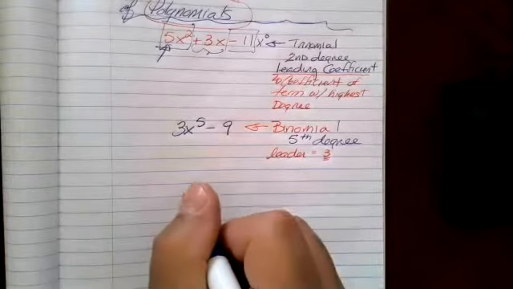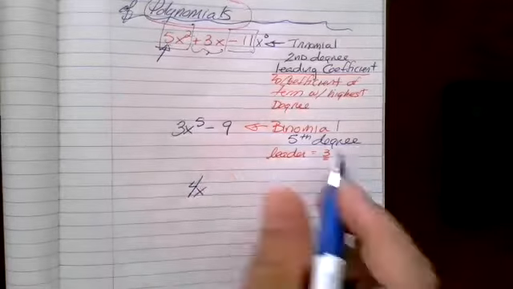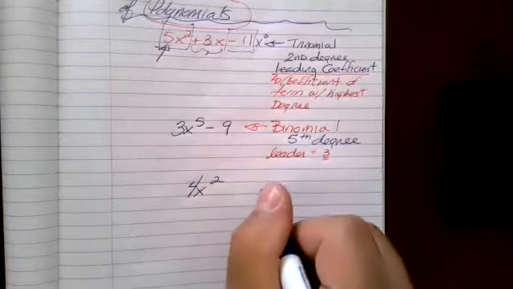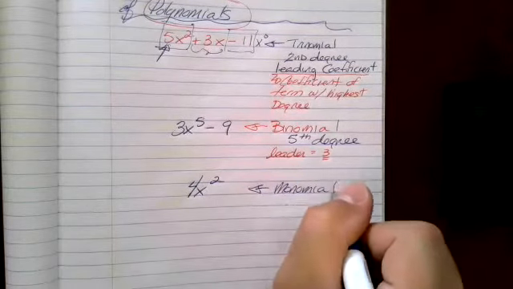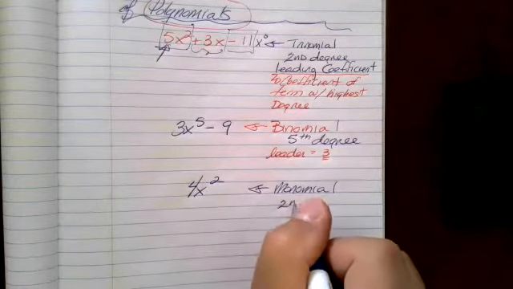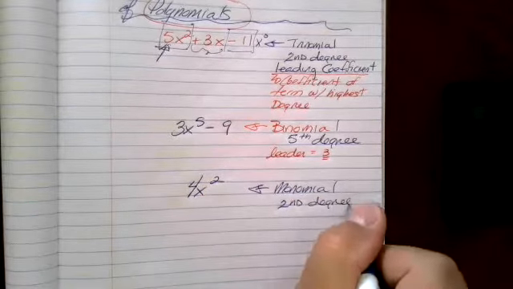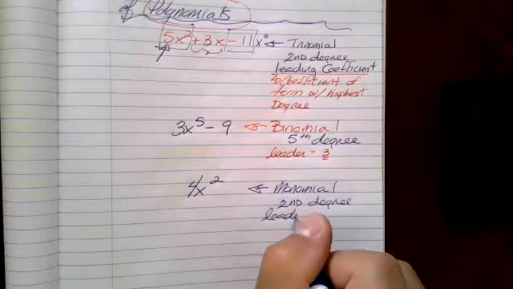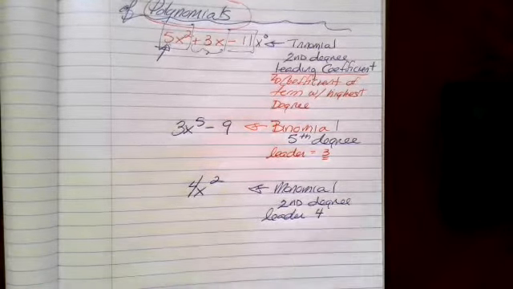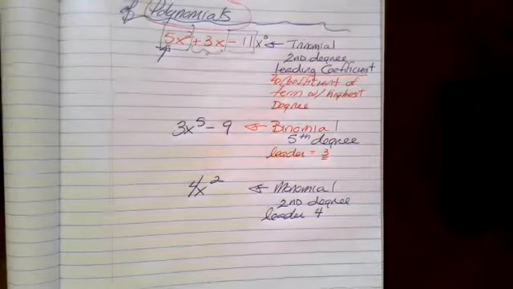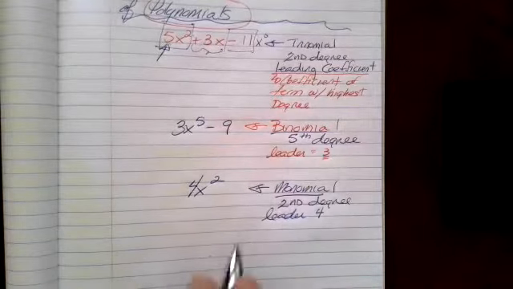And then you can have a monomial, which is a single term polynomial, you know, like 4x, we'll call it 4x squared. This is a monomial, right? And this happens to be a second degree with a leading coefficient of 4. So these are all polynomials, special types of polynomials.